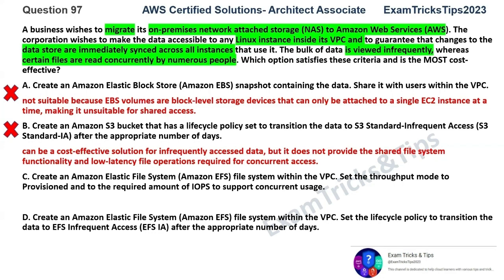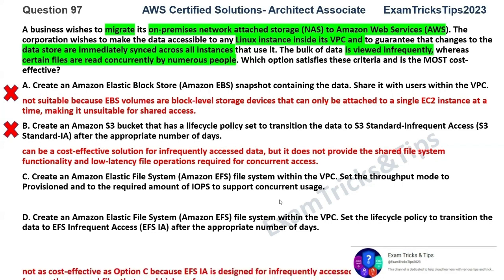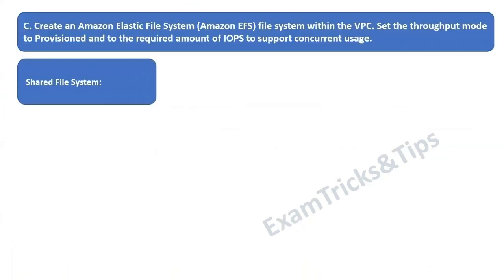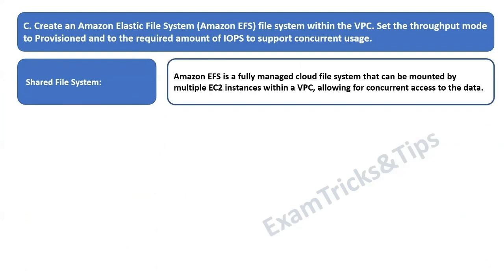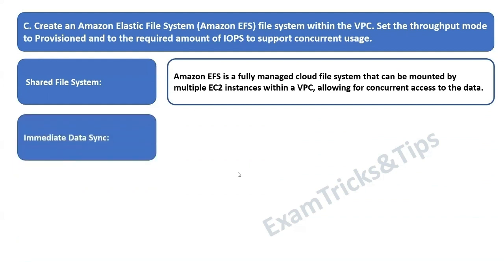Let's do a deeper dive on the answer that we have selected here. So the first requirement is about a shared file system. EFS is a fully managed cloud file system that can be mounted on EC2 instances within a VPC. So that requirement is met. Next, we need immediate data sync. That was the second requirement. EFS provides low latency file operations, ensuring that the changes to the data store are immediately synced. So that requirement is also clearly met.